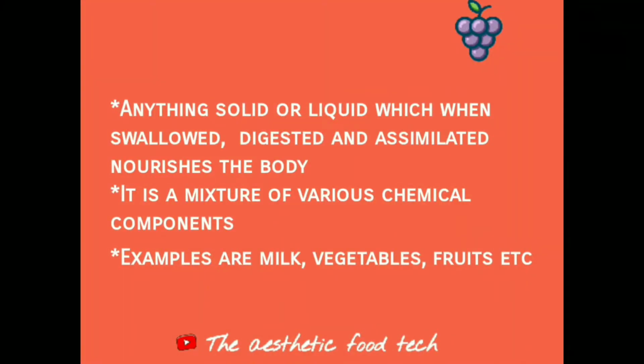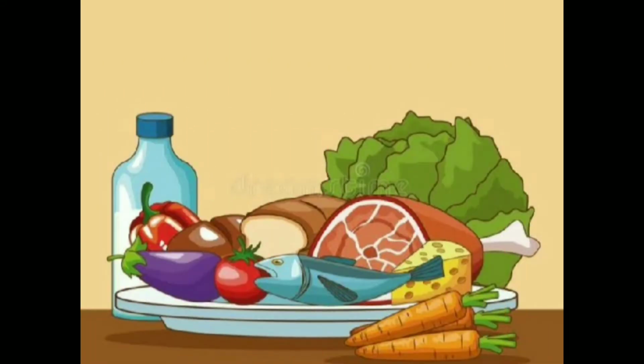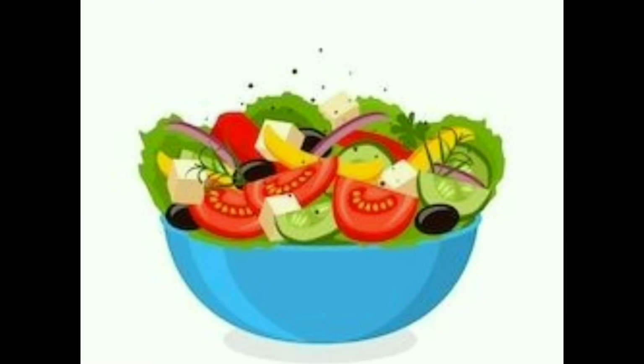Food is a substance that nourishes our body. It can be solid or liquid. This food, when swallowed, gets digested and thereby nourishes our body. Food contains many kinds of chemical components. In other words, we can say that food is a mixture of all these components. The common examples for food include milk, fruit and vegetables, meat, fish, etc.